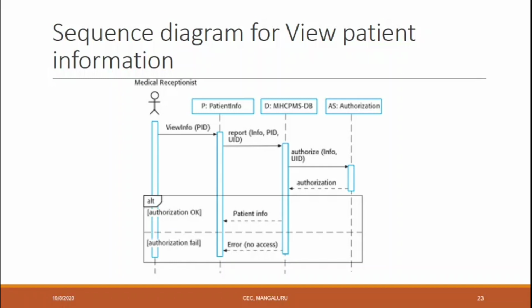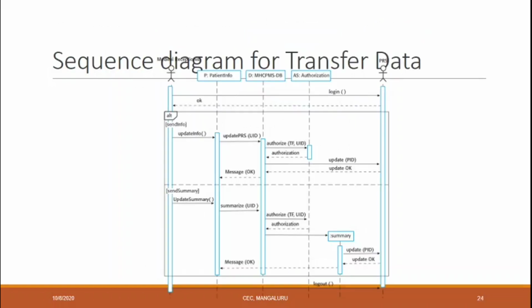And we'll see one more example, the same kind of sequence diagram, for transferring data. Here one more actor, the patient record system, has been added. You can see the patient information, database, authorization, then the patient record system. So you can see here the receptionist logs on to the patient record system, and if the authorization is okay, then it returns okay.